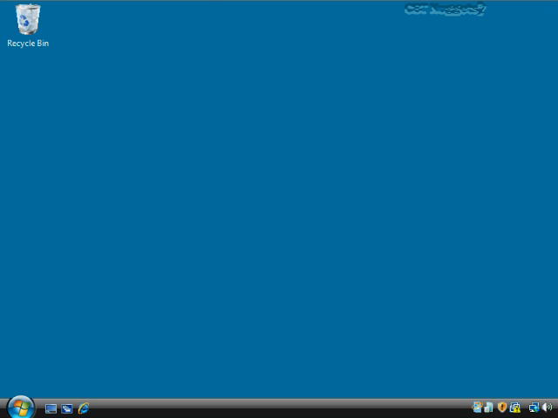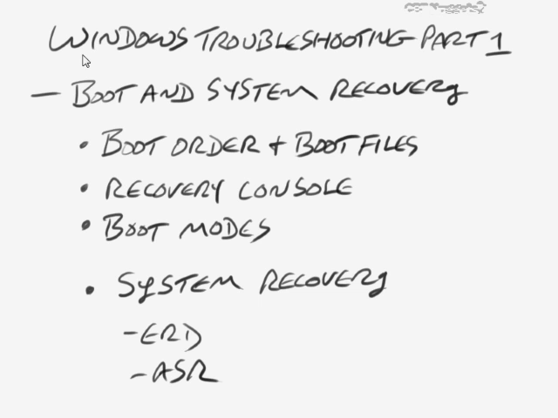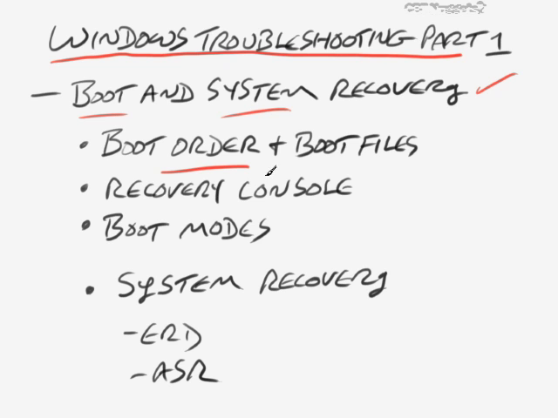Windows Troubleshooting Part 1. In this nugget, we take a look at Windows troubleshooting. This is part 1, where we start off by taking a look at an overall sense of the boot and system recovery process. First thing we need to understand, though, is something about the boot order and how a boot process actually takes place and the boot files that are involved in it. So we'll address that, and then we'll also take a look at the recovery console, which addresses a lot of the problems that you can experience in this whole process that we see up here.